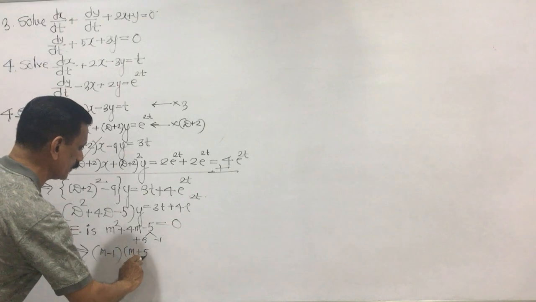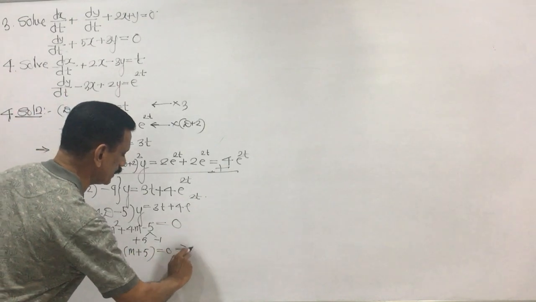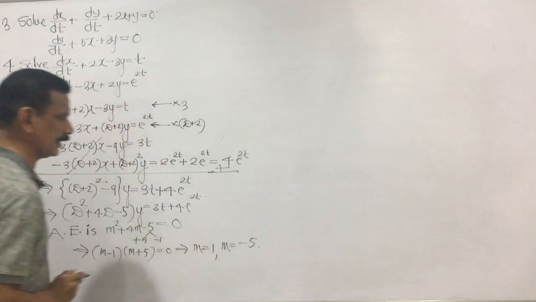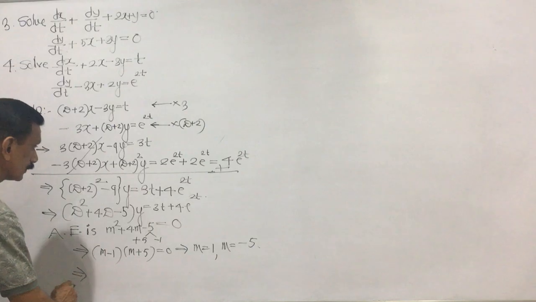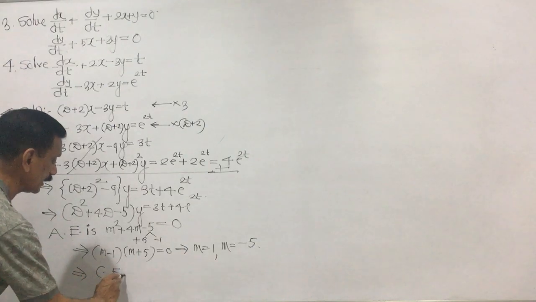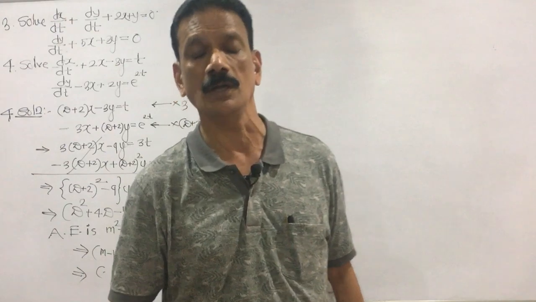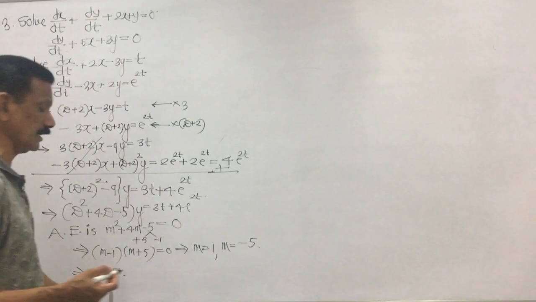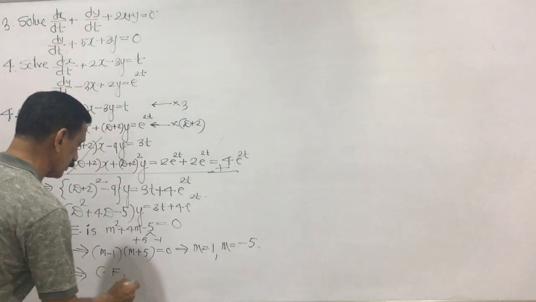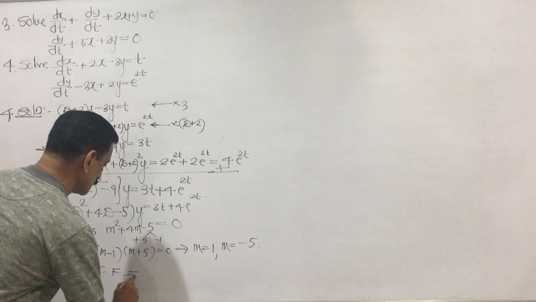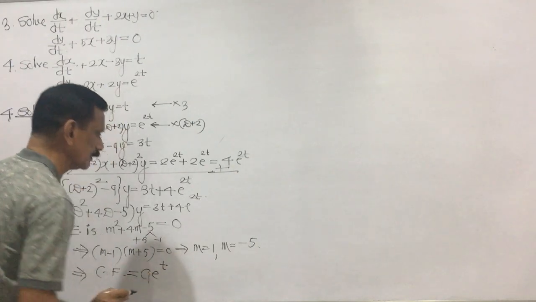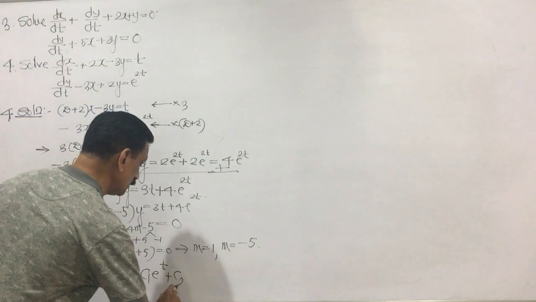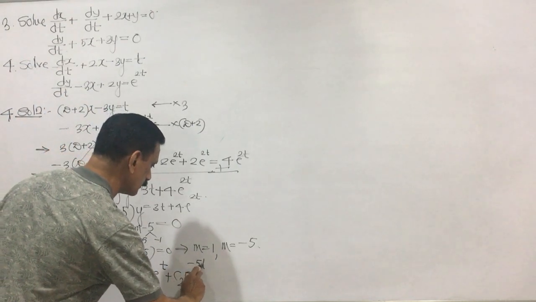and m plus 5 is equal to 0, and this implies m is equal to 1 and m is equal to how much, my dear friends? Minus 5. So this implies complementary function. I don't write a solution, I write here complementary function, because further the solution is given by y equal to CF plus PI, means complementary function plus particular integral. So I am writing first the complementary function. It is c1 e raised to t, non-repeated distinct roots, my dear friends, plus c2 e raised to minus 5t.